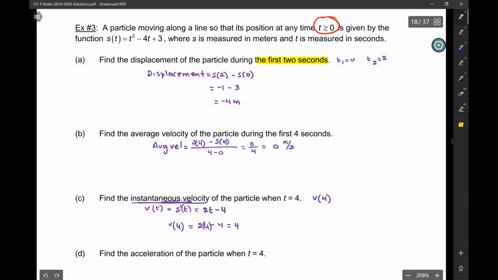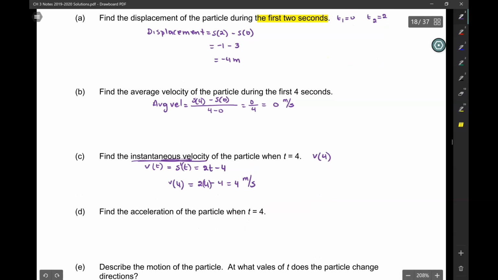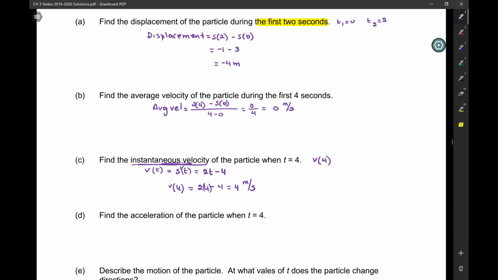Okay? The acceleration of the particle when t equals 4. Now I need to find A of t, which is V prime of t, which is just 2. So A of 4 is 2 meters per second. Show me all of this squared. Actually, that deserved more. For me, that deserved like 3 out of 4 points.